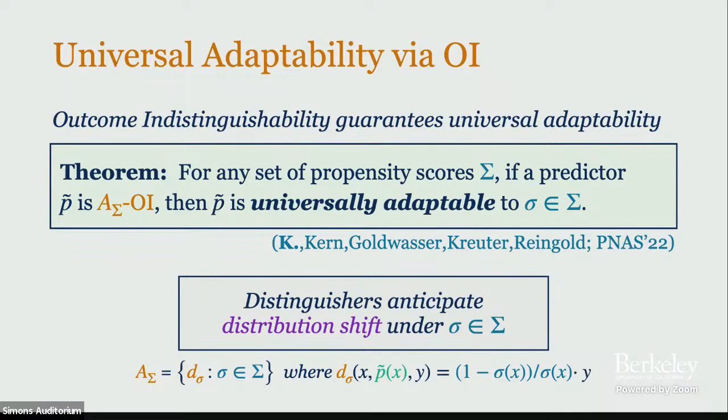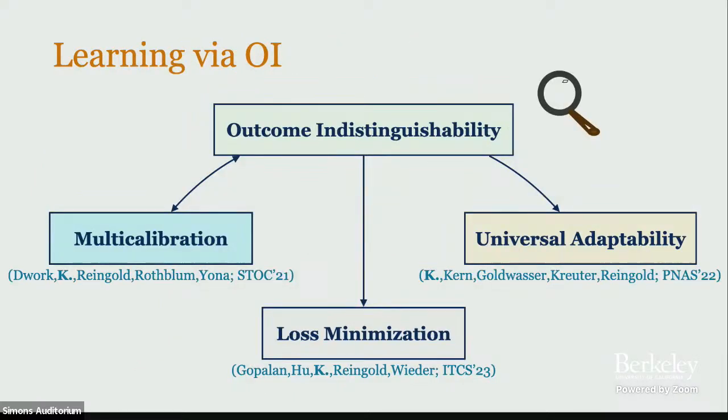Even under that propensity importance weight shift. And once you do that, basically you get it pretty immediately, using, again, the same exact argument that we laid out before. Okay, so yeah, we're starting to get a sense of what we can learn with outcome indistinguishability.